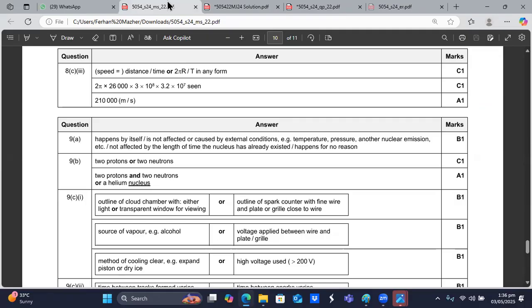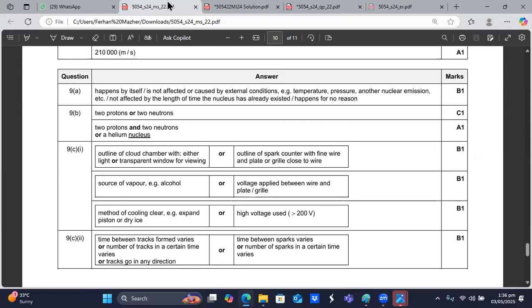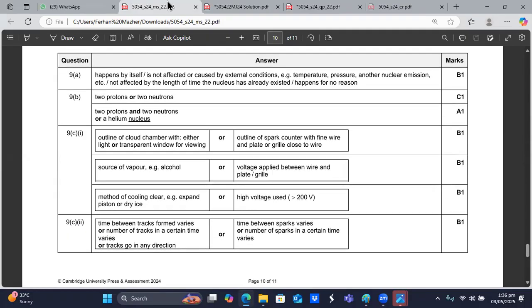So this was the marking scheme which we have used, and now we are on question number 9. It says happens by itself, is not affected or caused by external conditions, for example temperature, pressure, another nuclear emission, etc. Not affected by the length of time the nucleus has already existed, happens for no reason. That is the meaning of spontaneous.